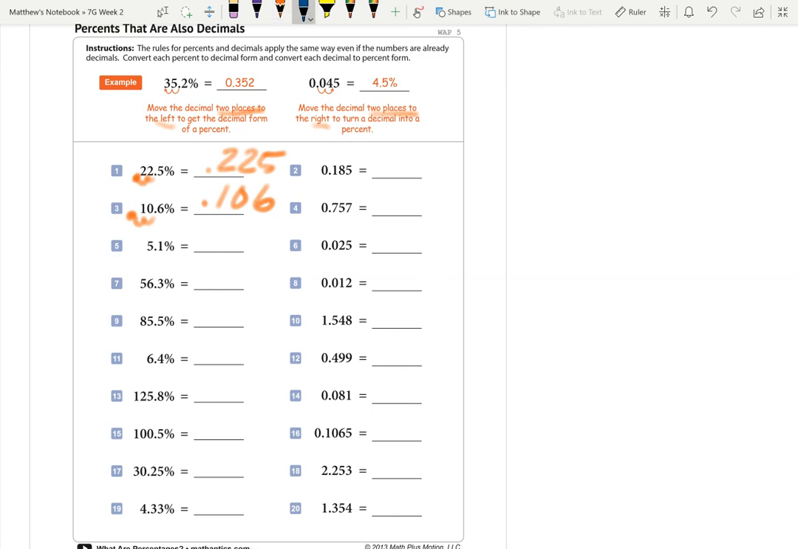Over on the other side, we are going to move it in the opposite direction. 2 spots to the right, so we're going to go 18.5. And now I got to write my percent sign afterwards. I got to write my percent sign for all of these here. All right. And so here, move it over 2 spots. Now it's going to be 75.7%. Move over 2 spots, 2.5%, and so on.